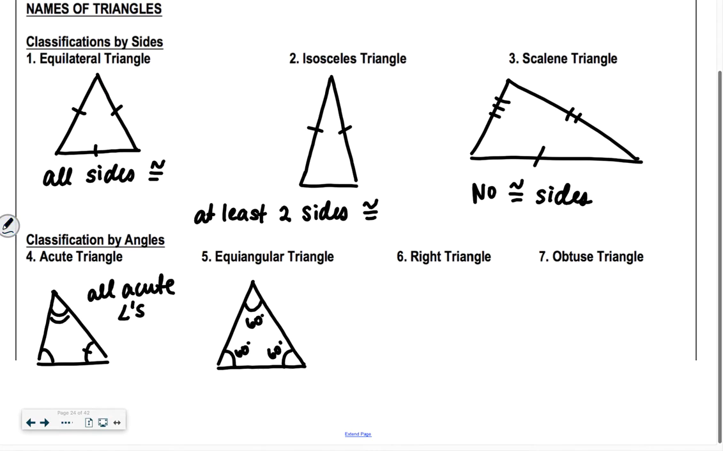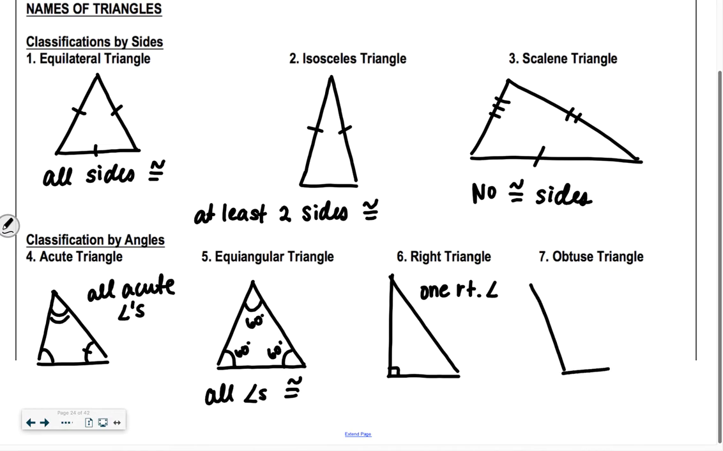All right, so a right triangle has all right angles? Is that what we say? No, it can only have 1 right angle, right? So there's 1 right angle. So this last one was all angles congruent. And then the obtuse triangle is going to have, well, not at least, one obtuse angle.